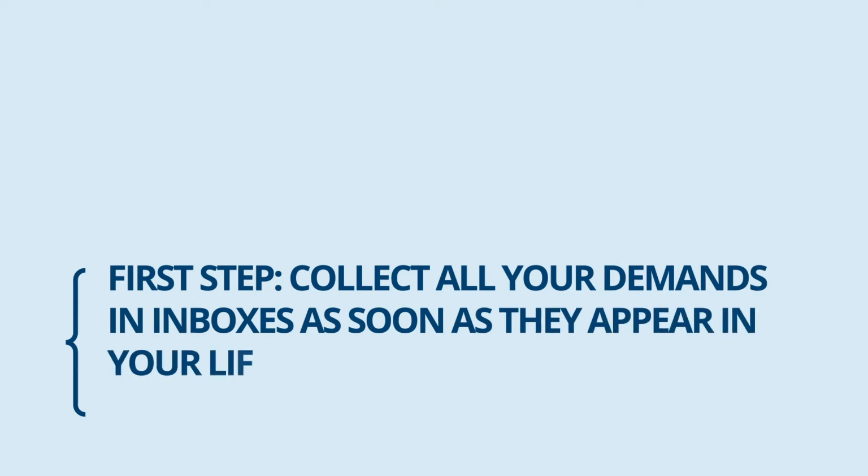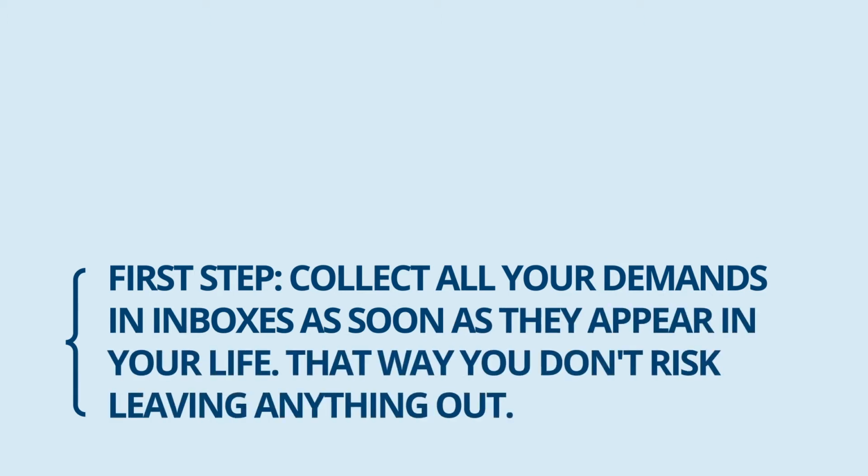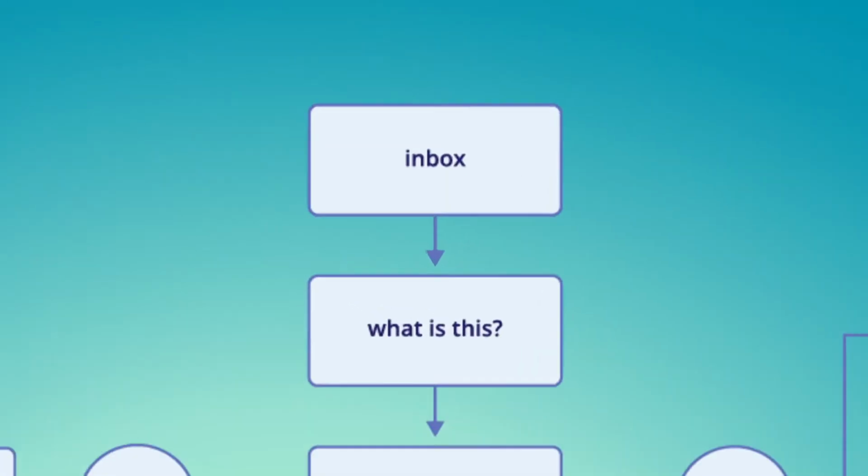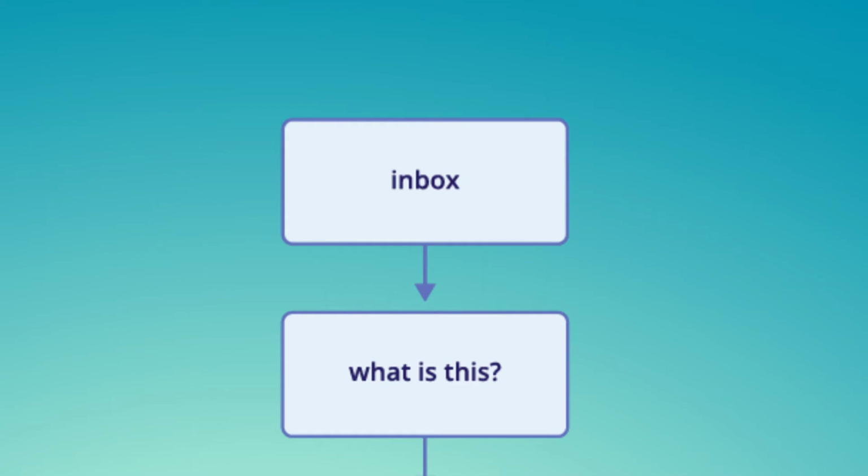First step, collect all your demands in inboxes as soon as they appear in your life. That way, you don't risk leaving anything out. The first step of having a reliable system is to collect absolutely all your demands into inboxes. Inboxes are physical or virtual places where you collect all the demands that can appear in your daily life. It can be your mailbox, a physical tray for collecting paper and mail, or it can also be a list in a task manager.